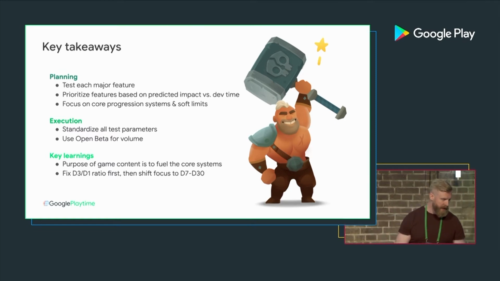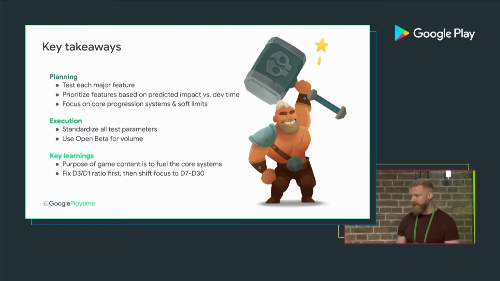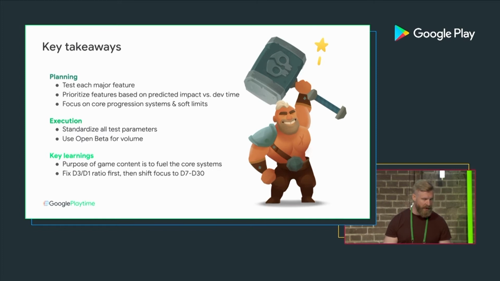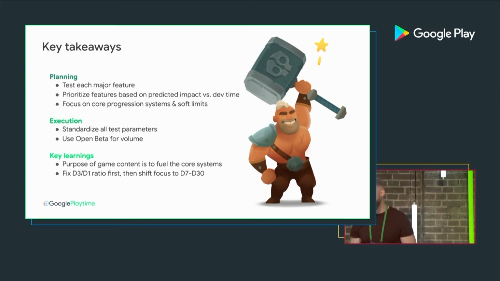And key learnings: fix your D3, D1 ratio first and then move to consecutive tests to focus more on the longer term retention. And also, the purpose of the game content is only to fuel the system. So just adding a lot of content without proper timing in the system or content spreading is a waste of time.